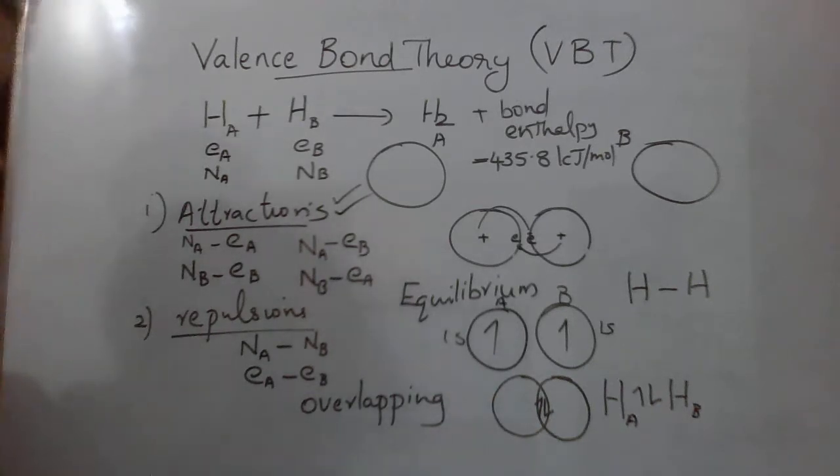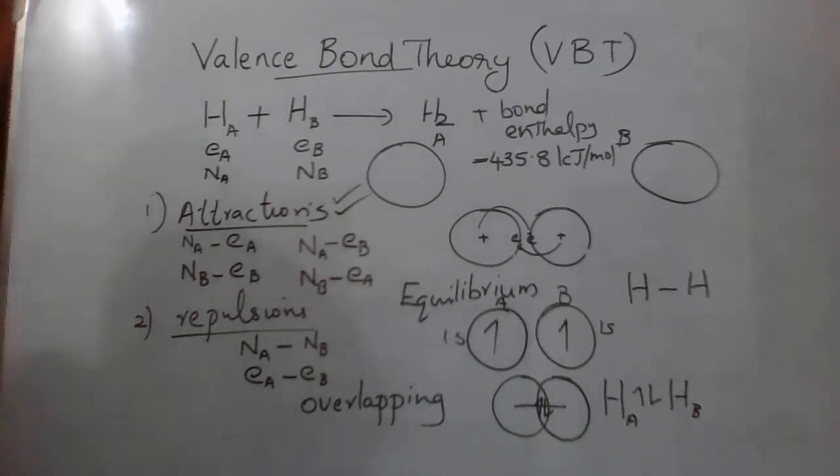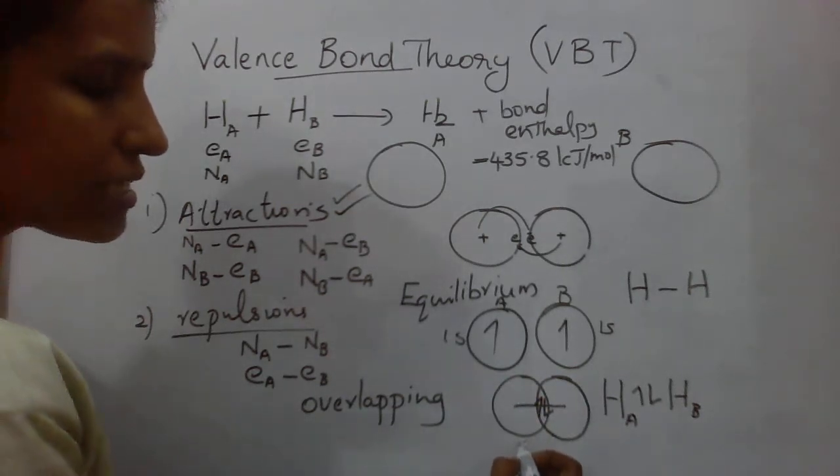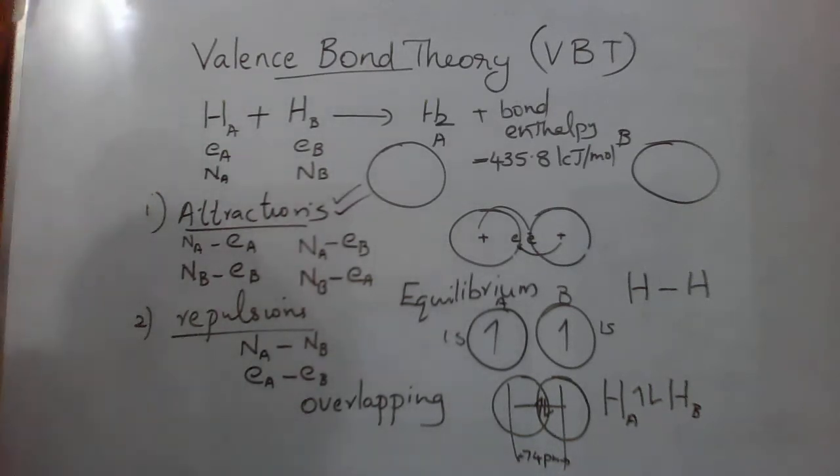And at this stage, the internuclear distance between the two hydrogen atoms is called bond length. This bond length in the H2 molecule is 74 picometers. Bond length, the internuclear distance in the bonded state between the two hydrogen atoms, is equal to 74 picometers. That is the bond length of the H2 molecule.